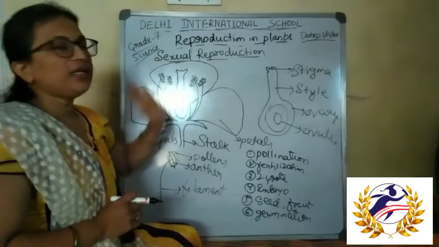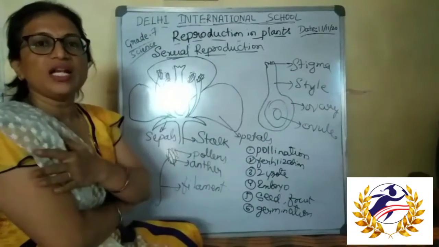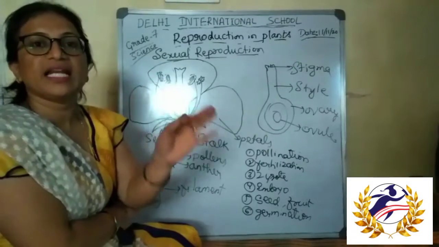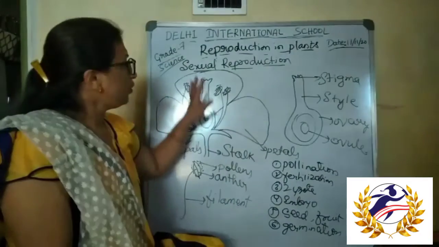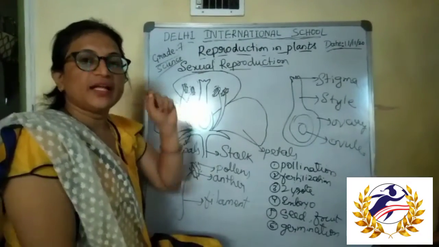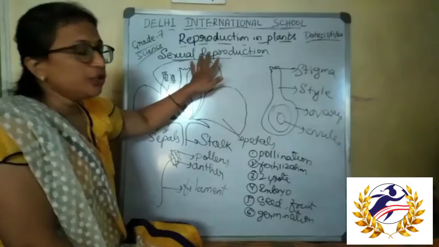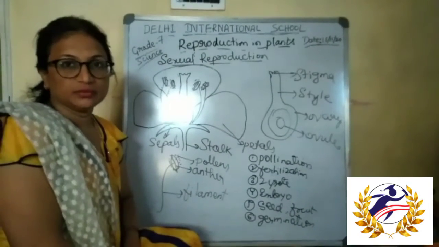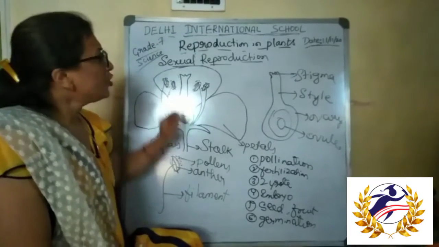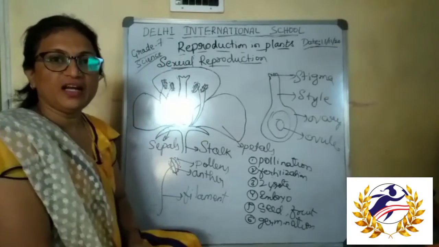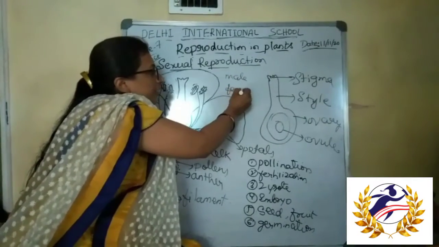Today we will discuss sexual reproduction. What is sexual reproduction? What are the advantages of sexual reproduction over asexual reproduction? Sexual reproduction means reproduction in the organism through the reproductive organs and reproductive parts. Here mainly two parents are involved, that is a male parent and a female parent.